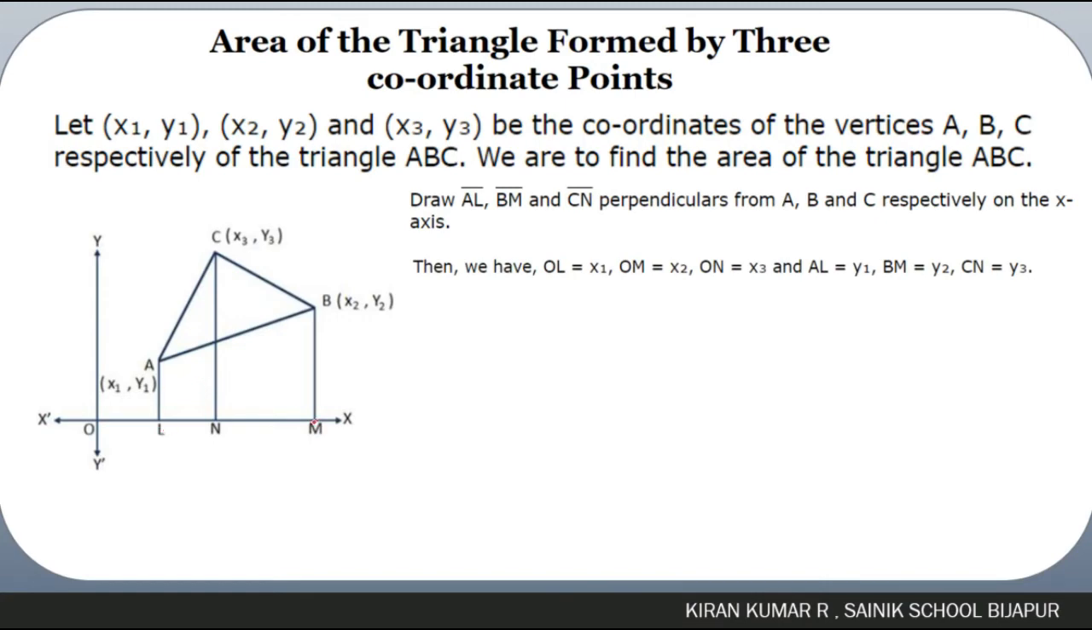the length of LM will be OM minus OL, which is x2 minus x1. Similarly, the length of NM will be equal to OM minus ON. OM is x2, ON is x3. And the length of LN will be equal to ON minus OL. ON is x3 units, OL is x1 units.